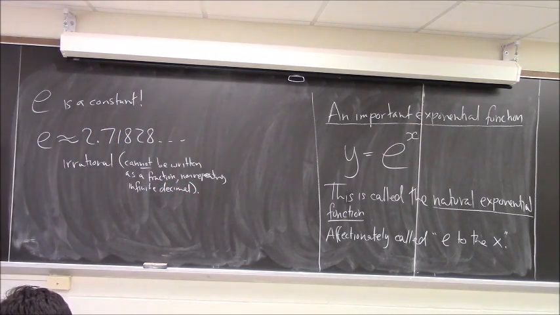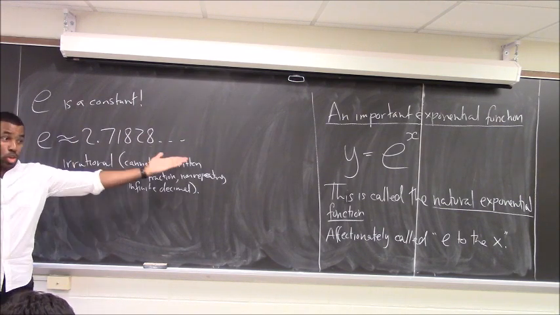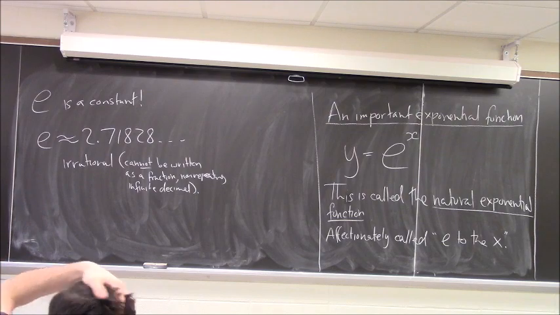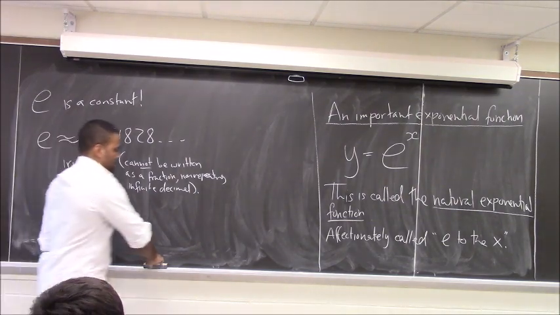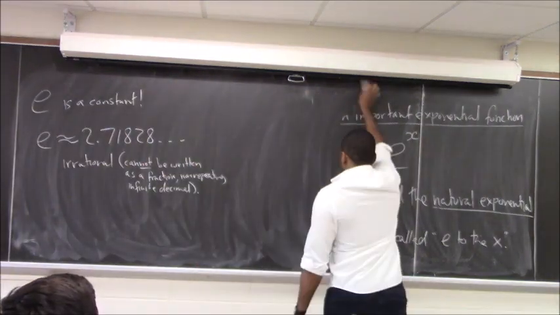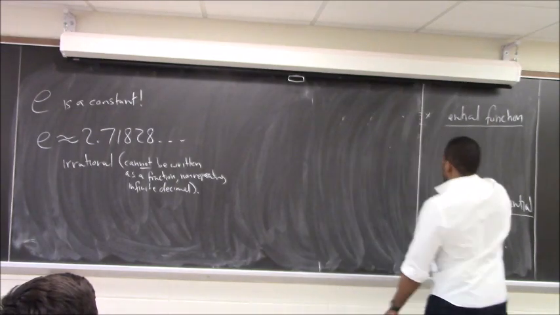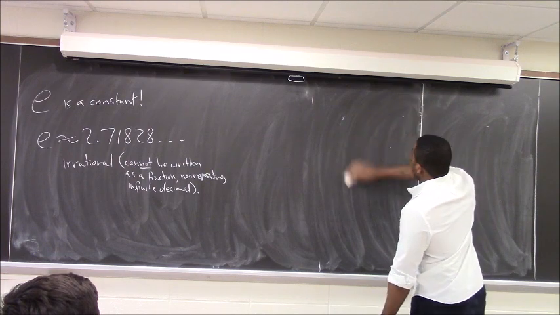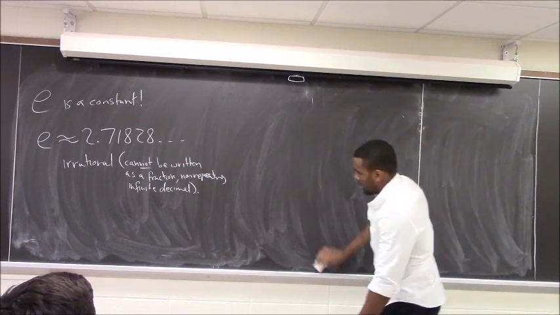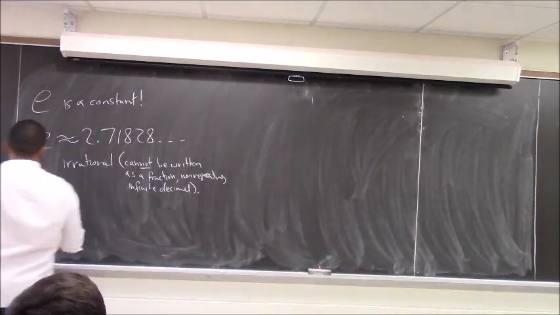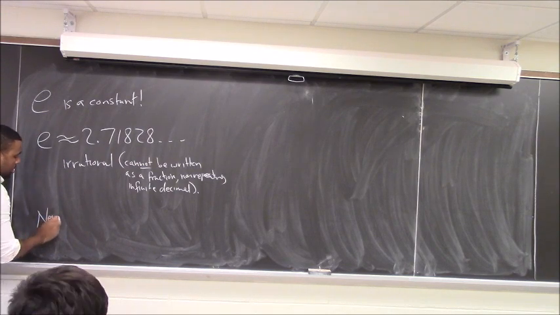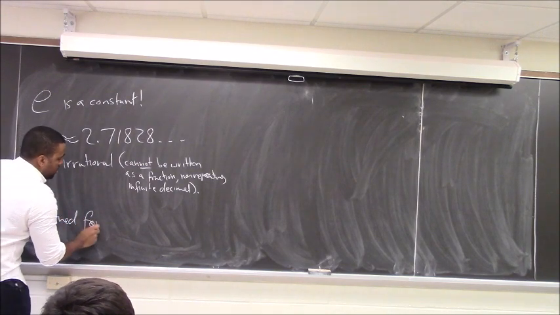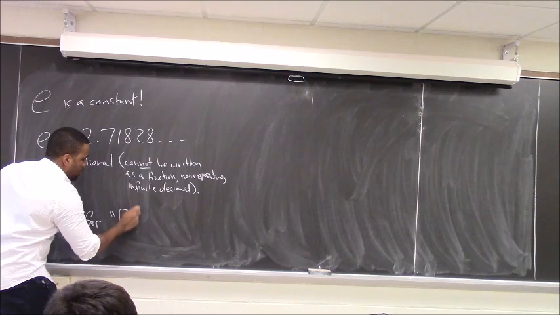So no one has ever written down e in its entirety, no one ever will. It will go on forever, and the pattern, you have to figure it out as it goes. It is named for a guy called Euler.